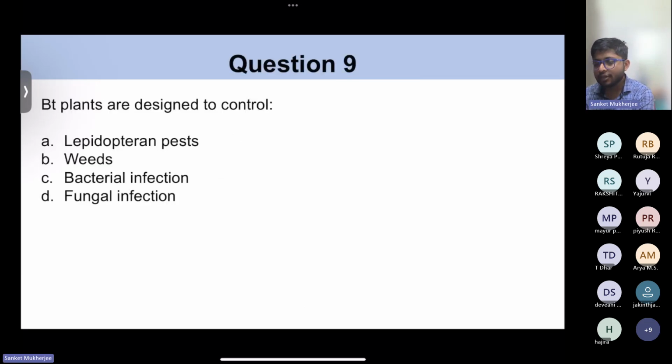BT plants are designed to control A, lepidopteran pests, B, weeds, C, bacterial infection, D, fungal infection. We already discussed it. So the answer is A, lepidopterans. We already discussed it in the previous slide.